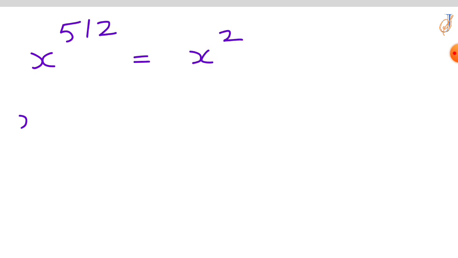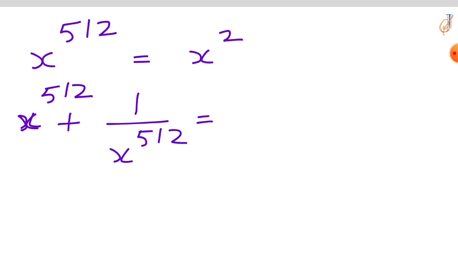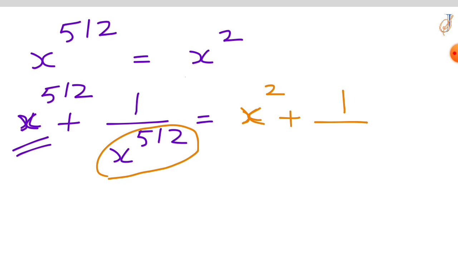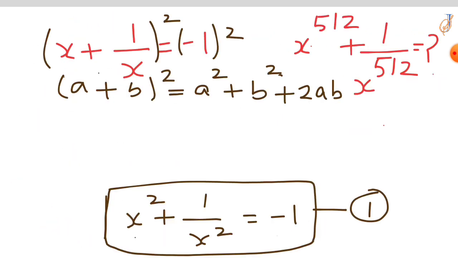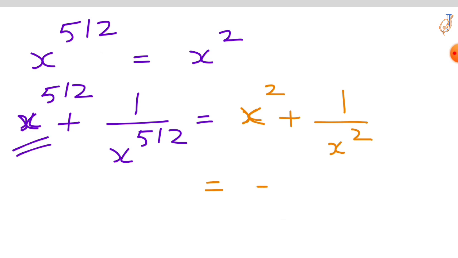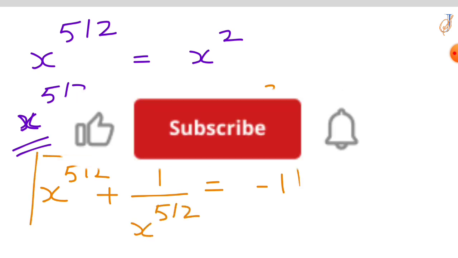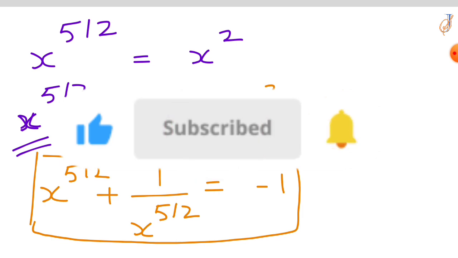Now let's take the question. X raised to the power of 512 plus 1 over x raised to the power of 512 equals x raised to the power of 512, whose value is x power 2, plus 1 over x raised to the power of 512, which simplifies to x raised to the power of 2. So from equation 1, x raised to the power of 2 plus 1 over x raised to the power of 2 is minus 1. So x raised to the power of 512 plus 1 over x raised to the power of 512 is minus 1. Like that, simply we can find it using algebraic techniques.